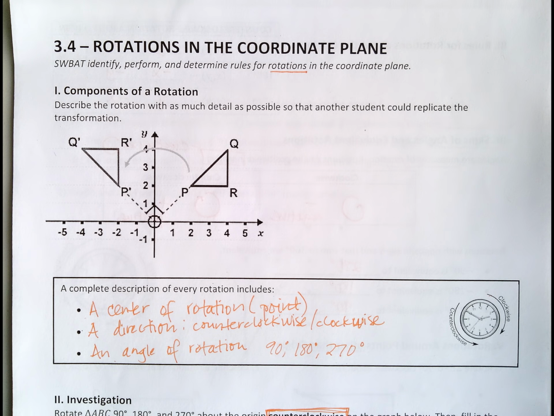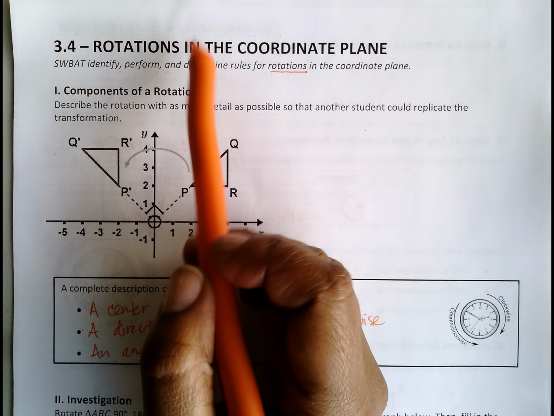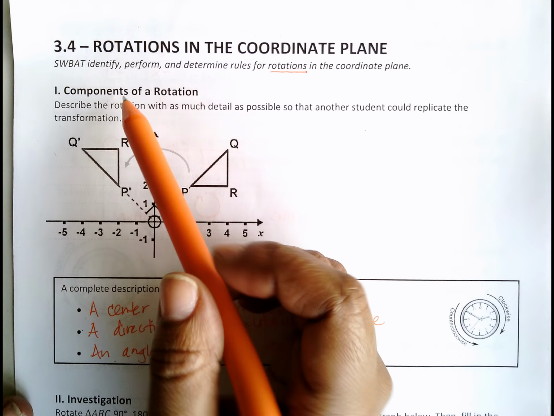By the end of this lesson and tomorrow's lesson, or the rotations lesson, whether it's tomorrow or next week, the objective is to be able to identify, perform, and determine the rules for rotations in the coordinate plane. I think it's more important to know how to perform a rotation than to know the rules, but you're going to learn both, okay? So the components of a rotation.